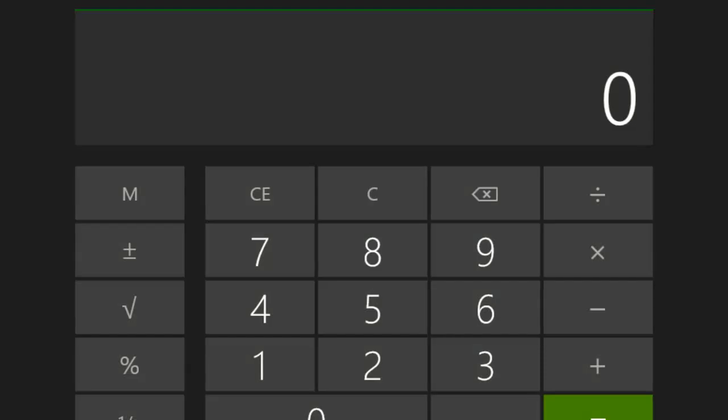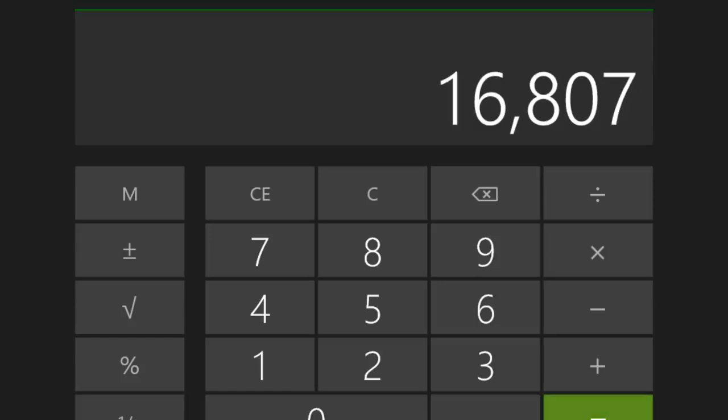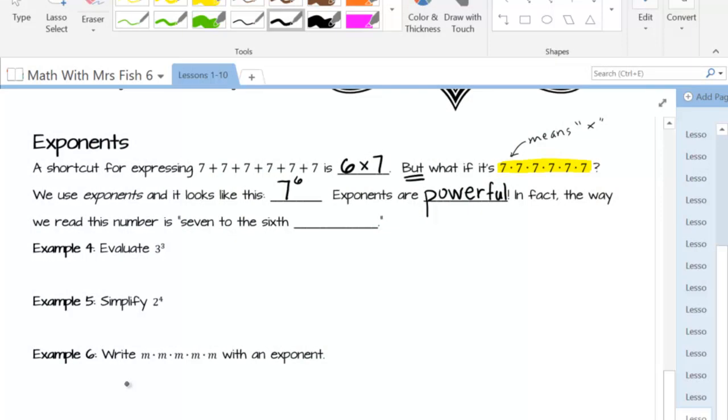So here's my calculator. I'm going to do 7 times 7. I just used 2 sevens, right? 7 times 7 is 49. Now, if I keep hitting the equal sign, it's going to multiply by 7. So I've done 2 sevens, 3 sevens, 4 sevens, 5 sevens, 6 sevens. Check that out. 7 to the 6th power is 117,649. Holy smokes. 117,649 is what 7 to the 6th power equals. In fact, it's so powerful that the way we read this expression is 7 to the 6th power.